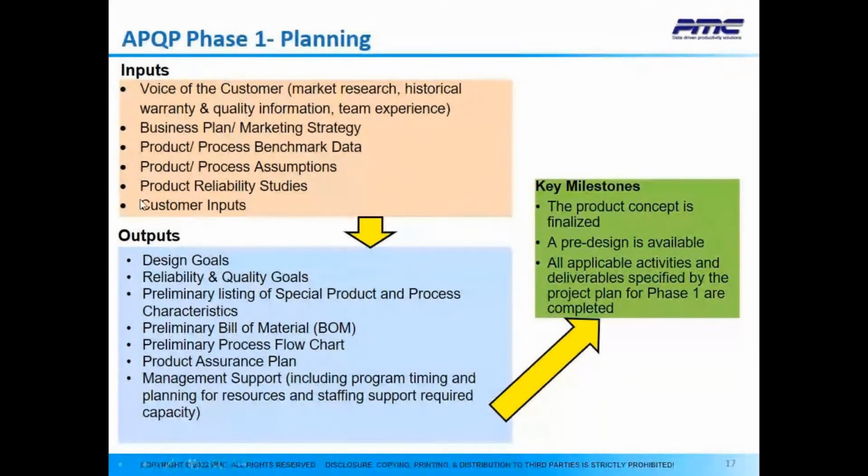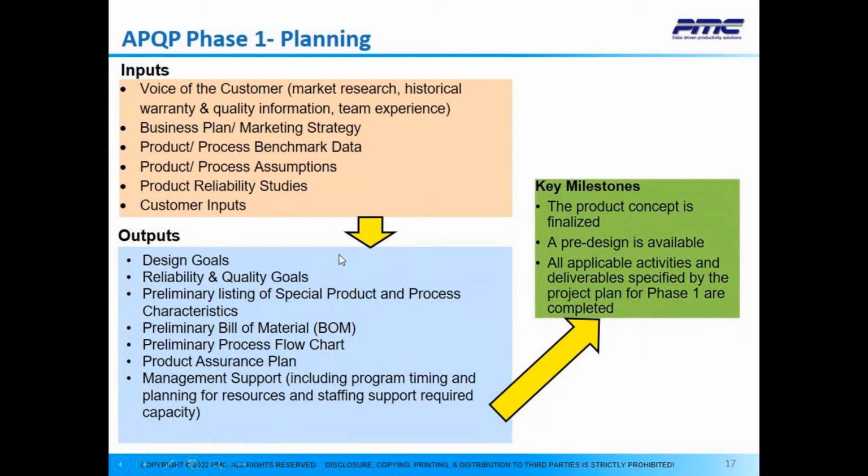So now, providing these inputs in the planning phase, we are expected to have design goals defined, reliability and quality goals also defined, preliminary listing of special product and process characteristics, preliminary bill of material, the BOM, preliminary process flow chart, product assurance plan, and of course, management support. So using the inputs, now these are the outputs.